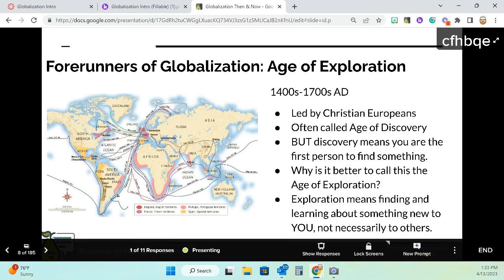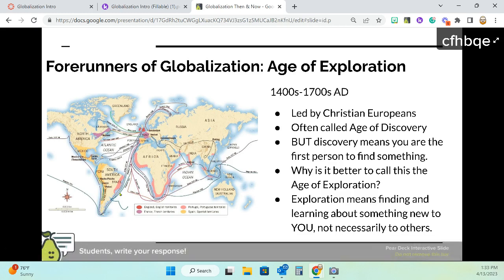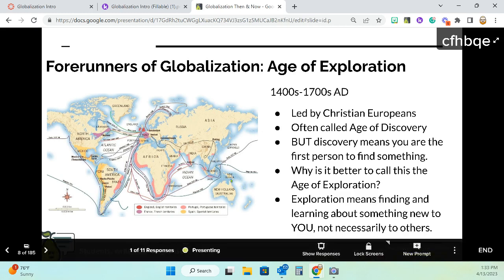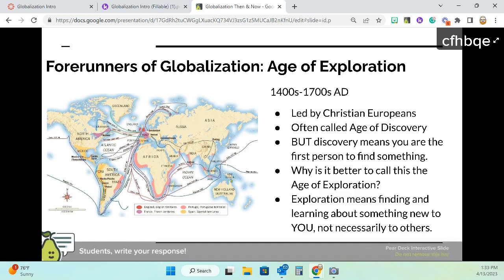The Europeans are not discovering the Americas. There are millions of people already living there. Same with Australia and some of the other places they stopped that had been fairly isolated.